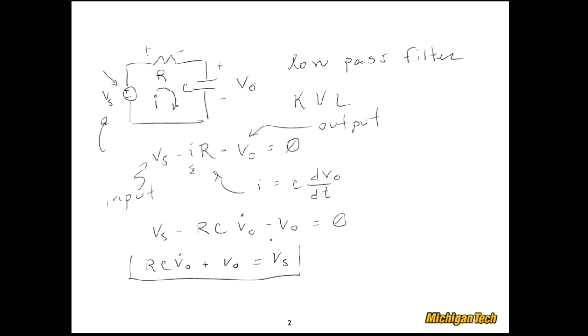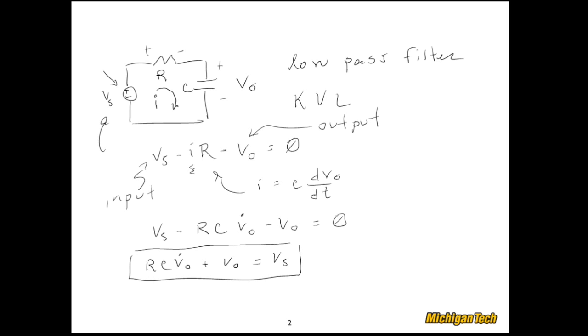And put a box around it. There's our differential equation that describes how the output voltage changes due to a change in the source voltage or the sensor voltage Vs. Now before we go on, let's just look at this a little bit more.